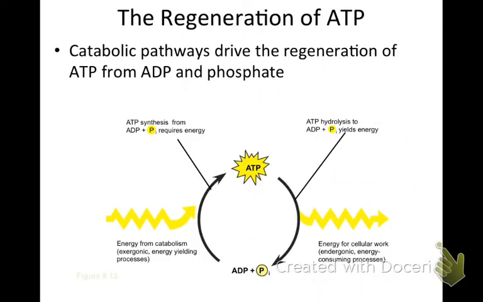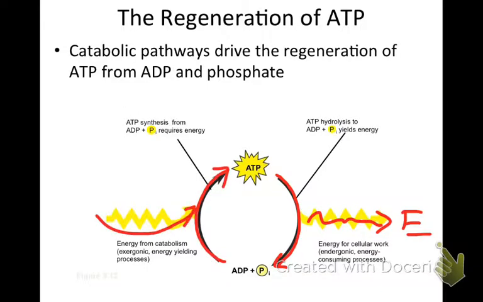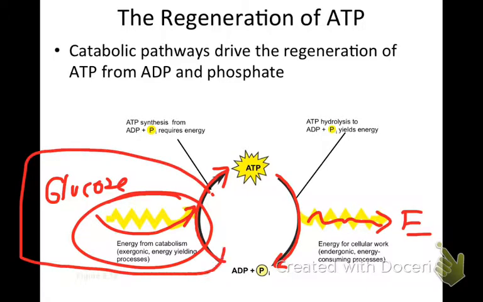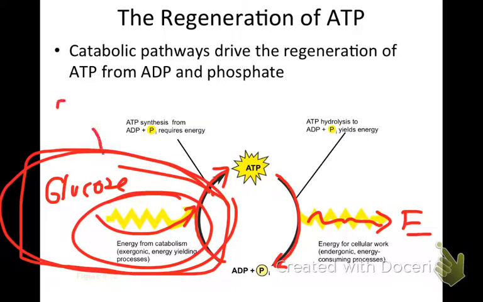Alright, so the regeneration of ATP is basically why we do cellular respiration. And so ATP is going to become ADP, releasing energy in the process. And then to make ADP back into ATP, we have to put energy in. And this energy we're going to get is going to come from breaking down the glucose. So right here, using glucose to make ADP and Pi into ATP, this is going to end up being cellular respiration.